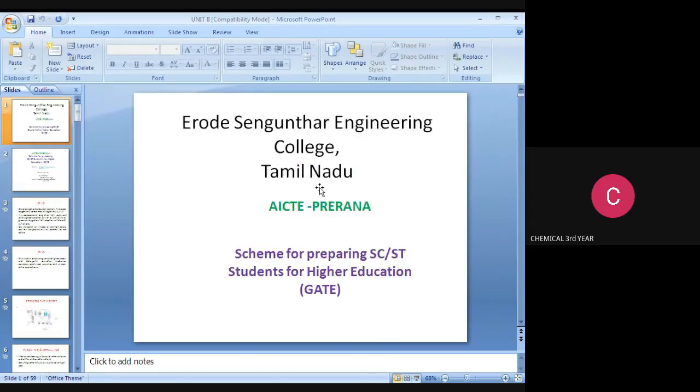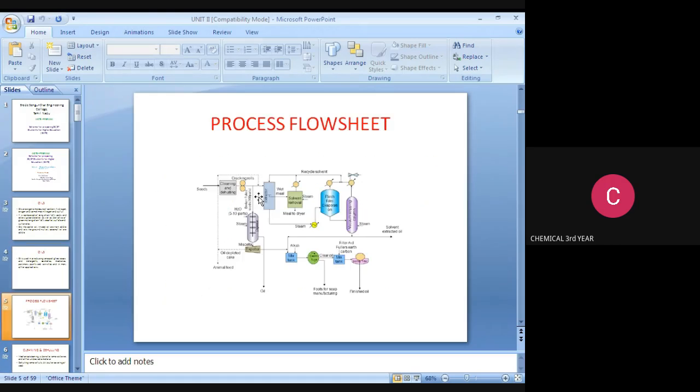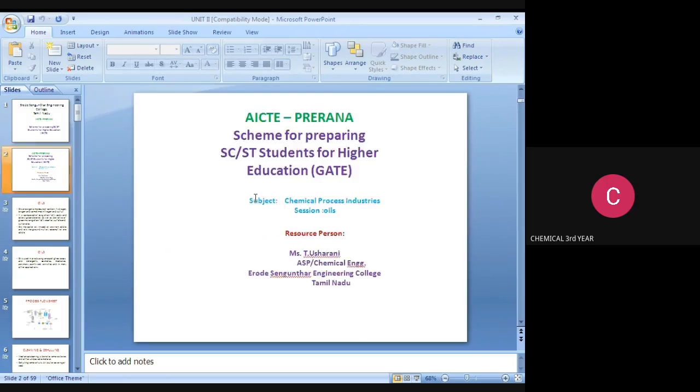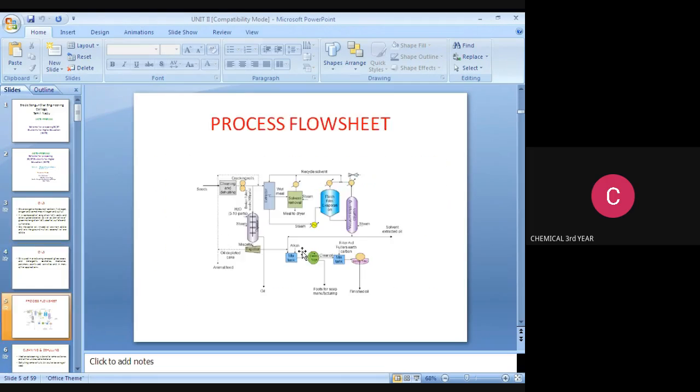So what is oil? All of you know oils are organic molecules of carbon, hydrogen, oxygen and sometimes nitrogen and sulfur. What are the different types of oil? Castor oil and linseed oil are non-edible oils; groundnut oil and coconut oil are edible oils. Examples. So this is the flow sheet for producing oil.